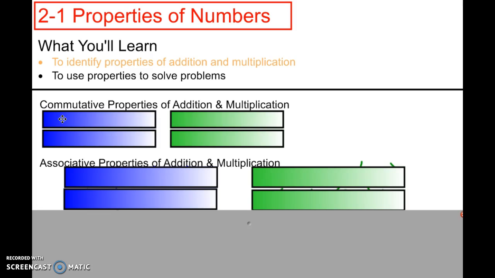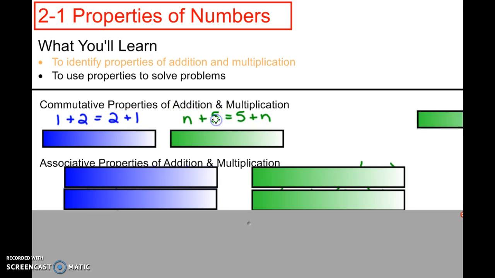Here is an example of the commutative property of addition. Notice that there is an addition sign in between, so I know it's of addition, not multiplication. And I can see that 1 plus 2 is 3. But if I reverse it and do 2 plus 1, it is also 3. So that's called the commutative property of addition. In algebra form it would be like this one: n plus 5 equals 5 plus n.